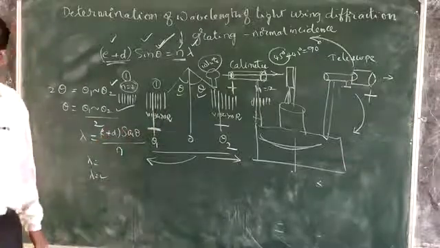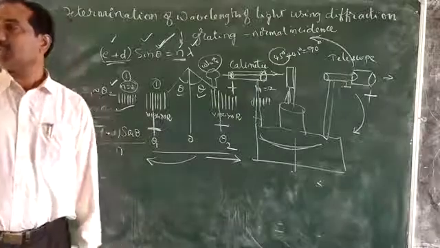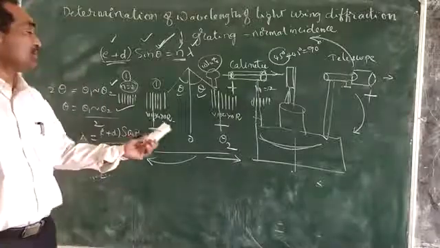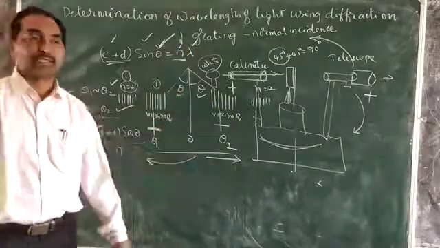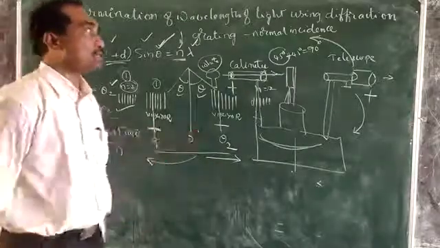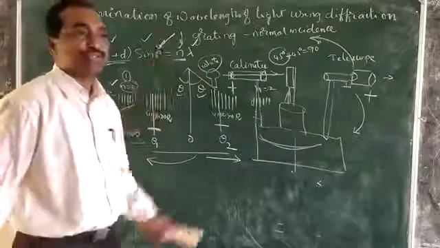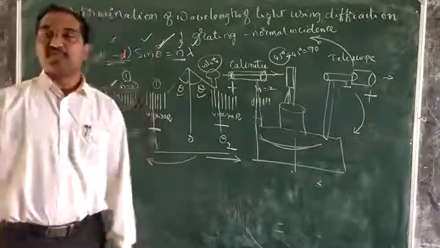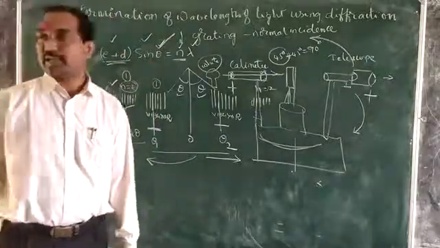By using this principle, not only blue color, we can determine the wavelength of any colors, violet, red, yellow, orange, whatever it is. So this is the procedure for the determination of wavelength of light. We will do it in our laboratory next class.